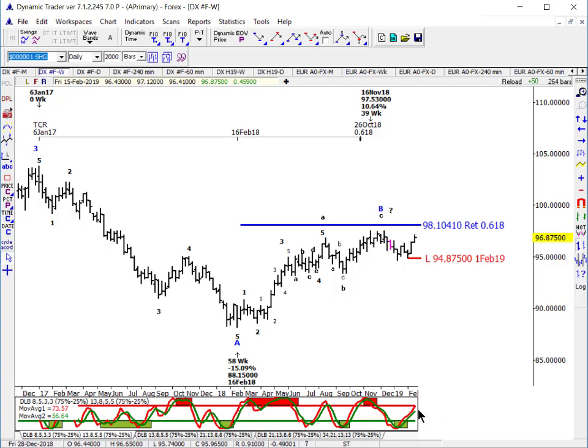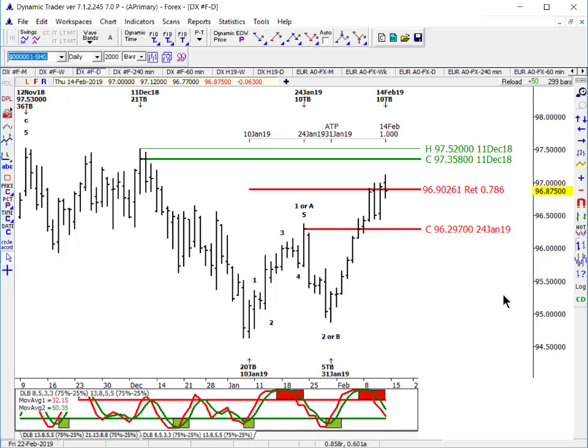But we need a bear reversal in the weekly data or a trade below this low about 3 weeks ago to signal or confirm that that wave B high is complete. So we'll be looking at that closely in the days and weeks ahead.